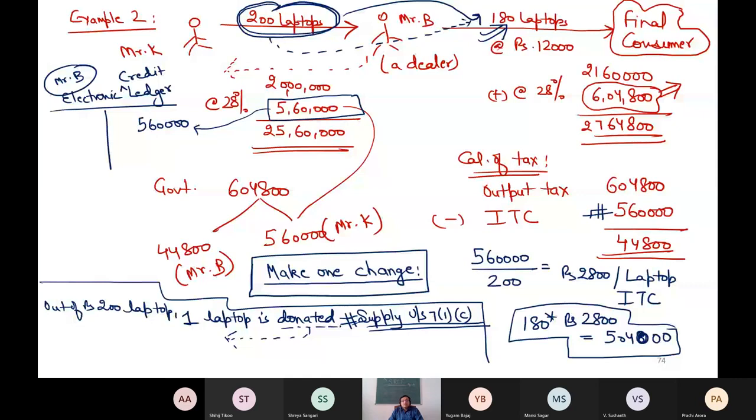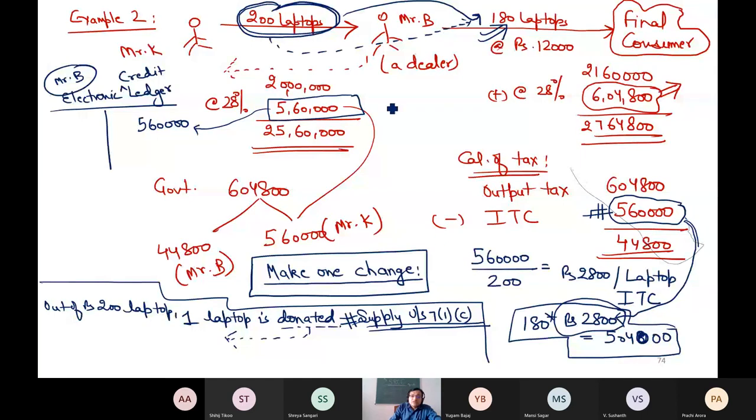Answer is yes, it is a supply because you have availed ITC. Because on one laptop, on an average, 2800 was the input tax credit, which you have taken back from the government of India, which you have indirectly taken back because you have used the entire 5,60,000. Okay, this is what the chain is. You have used the entire 560. So technically, you have taken back this amount from the government of India.